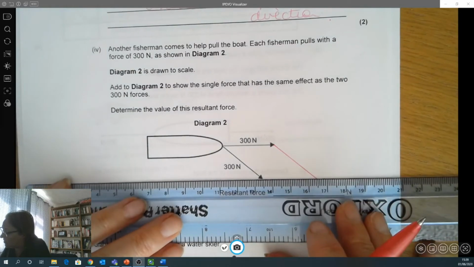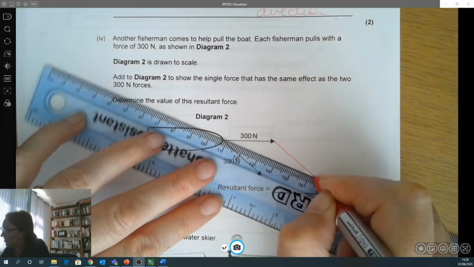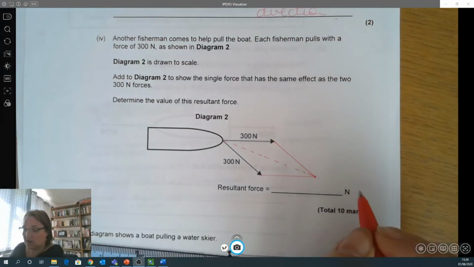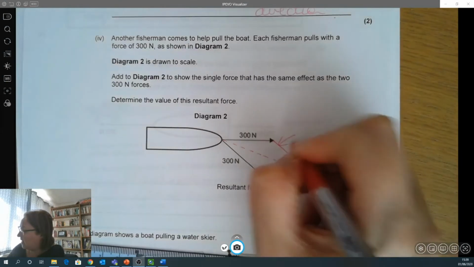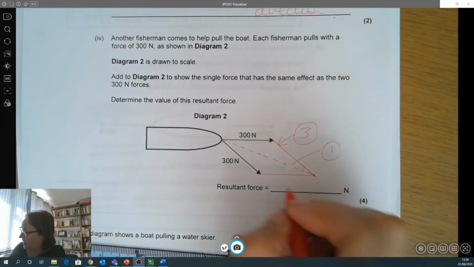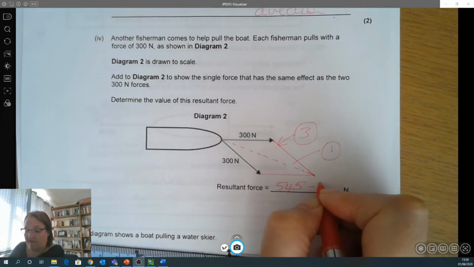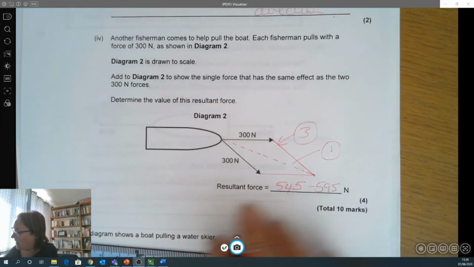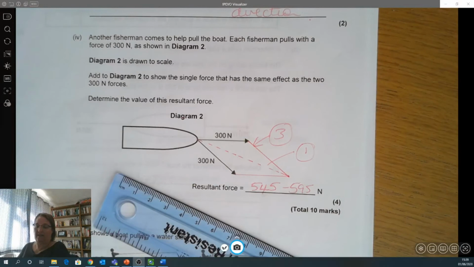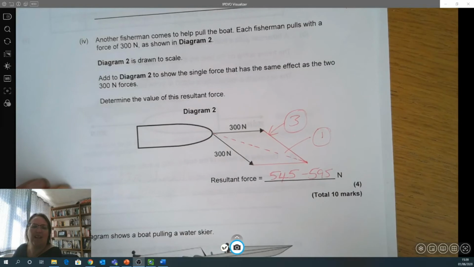So if I just show you that that is what you would end up constructing, so that then you could measure the diagonal here, which is the resultant force. And if I measure that, so drawing that parallelogram is 3 marks. Measuring that line there is another mark. And then I'll accept anything between 545 and 595 newtons. So you're going to measure that, work out what the scale is, multiply to get that force there. So these parallelograms should be starting to feel a little bit more familiar, I'm hoping, to you by now.